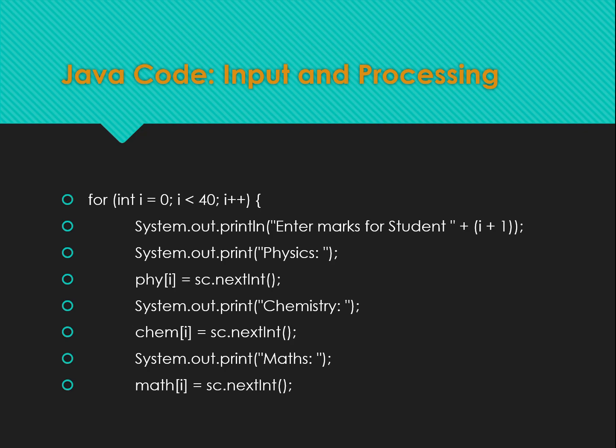In this part, we use a for loop to go through each of the 40 students. For every student, we ask the user to input marks for physics, chemistry, and maths. These values are stored in their respective arrays using the current index i.